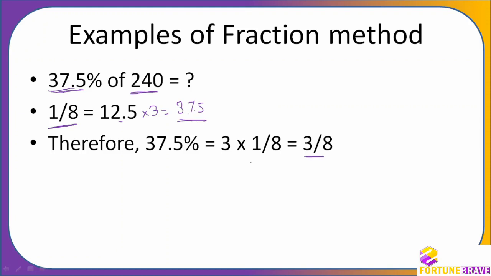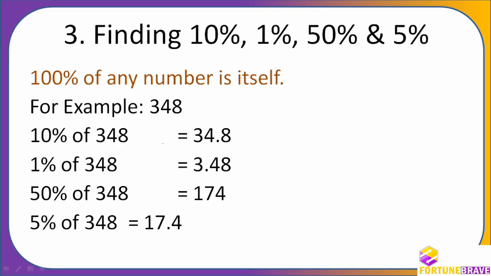When it is 3 by 8, what I am going to do is 3 by 8 into 240. So here I can see 8 ones are 8, 8 threes are 24, 0 will be there, so it will be 90. The answer will be 90. 37.5 percent of 240 will be 90. So we will be able to do it very, very fast. Once you start doing the questions with this method, you will understand how to do it faster.